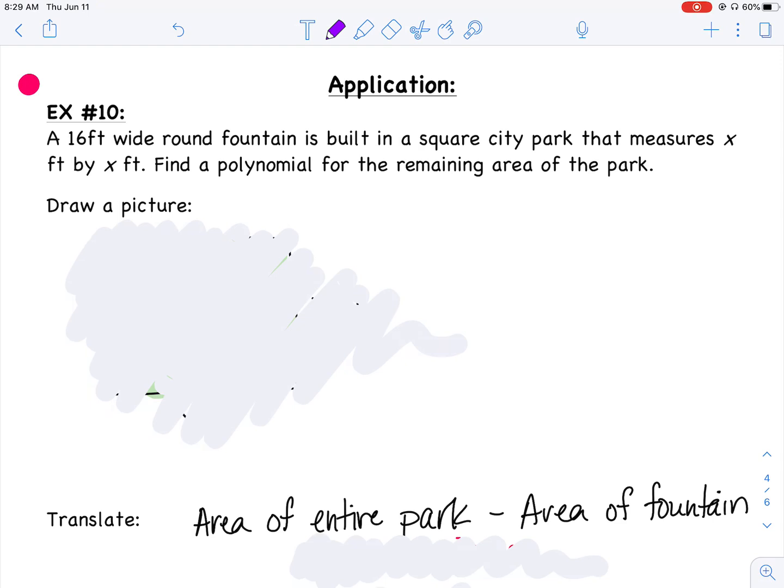So looking at example number 10, it says here we have a 16-foot wide round fountain is built in a square city park that measures x feet by x feet. Find a polynomial for the remaining area of the park.